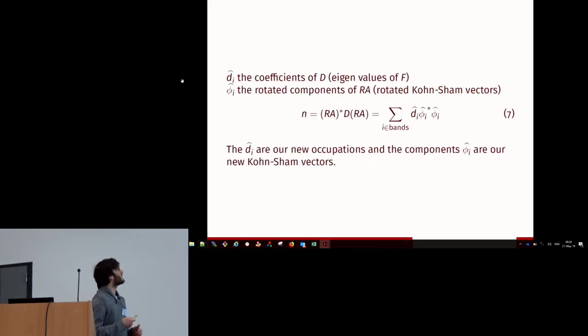So if we note the components of this diagonal matrix D hat and the vectors of the array product phi hat, we can rewrite this product into this, and we now have a formula of the DMFT density that is analogous to the DFT density. And so we use this transformation to obtain occupations and Kohn-Sham vectors that we will feed to the normal DFT routine. And this will give us the density for the plane wave part.